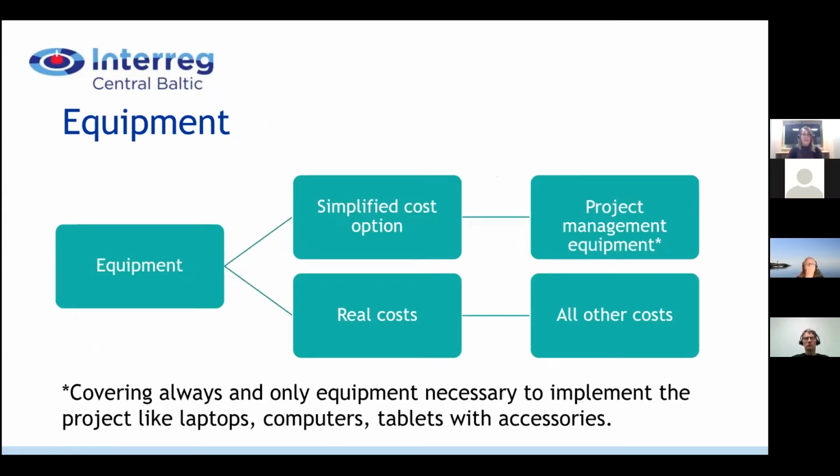Moving on next to the cost category of equipment. Again, we have one simplified cost option and real costs for the rest of the equipment that could be needed for project implementation. The simplified cost option here is the project management equipment, and real cost for everything else.